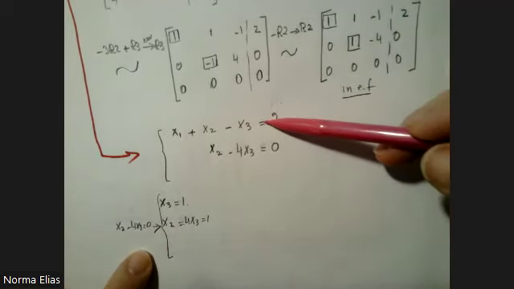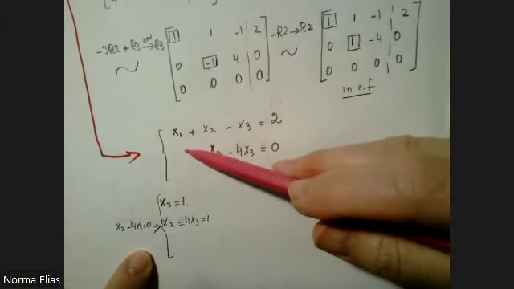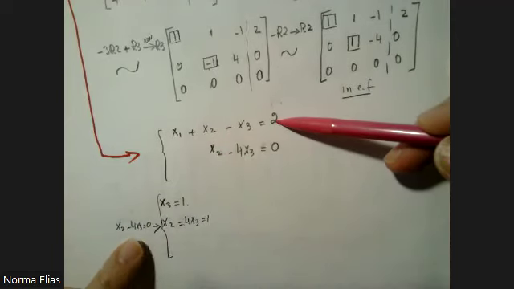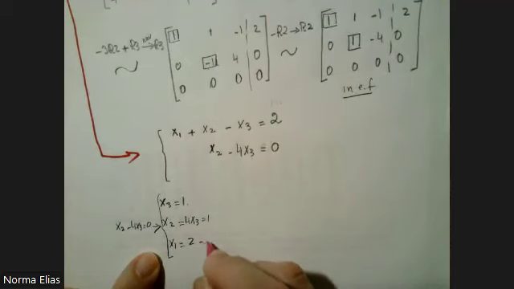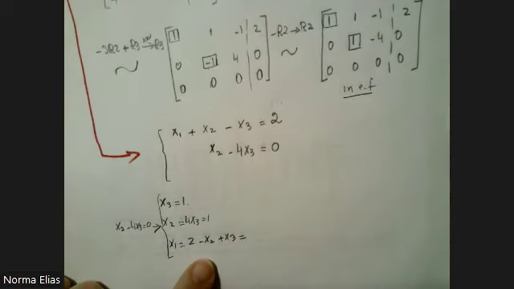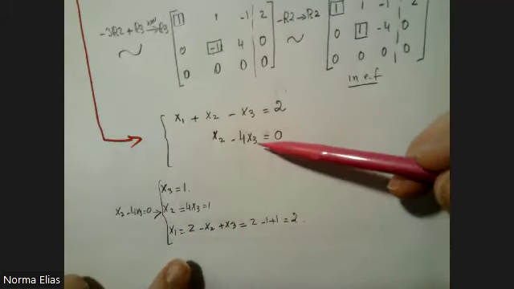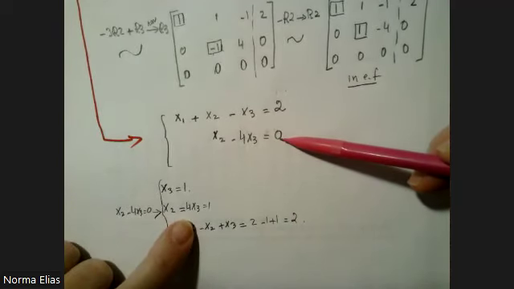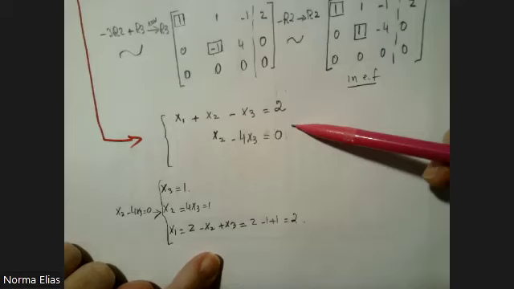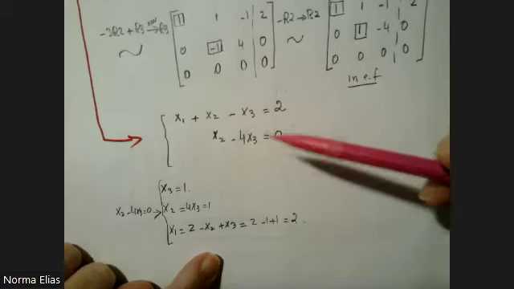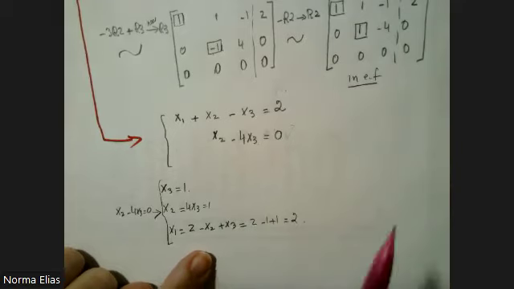If I know x2 and I know x3, do I know x1? I can use this equation to find x1. So this will give me x1 equal 2 minus x2 plus x3. It means x1 equal 2 minus 4 plus 1, equal to minus 1. So if I give x3 to be 1, x2 equal 4 will solve this equation. Isn't it x2 minus 4? So this has to be 4.